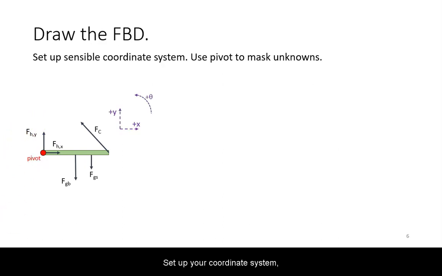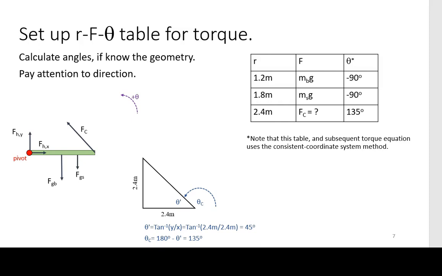Set up your coordinate system and choose your pivot wisely to simplify later calculations. For the torque part of static equilibrium, you will need to recalculate some of the angles with respect to your declared coordinate system.